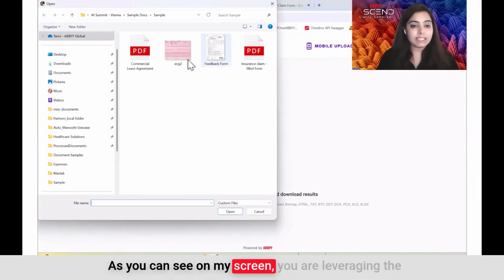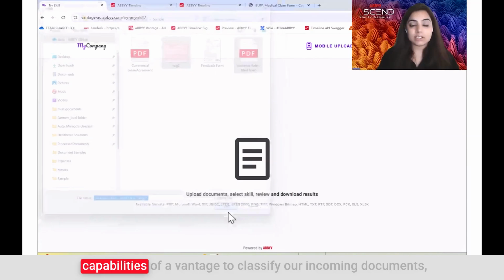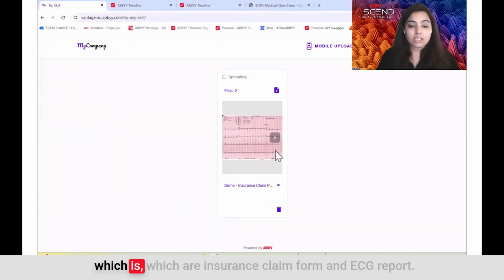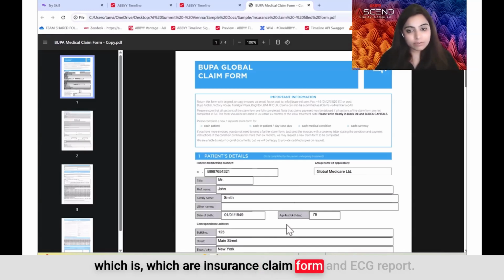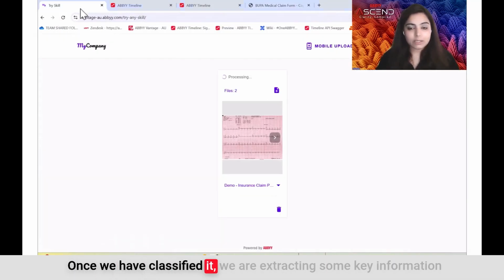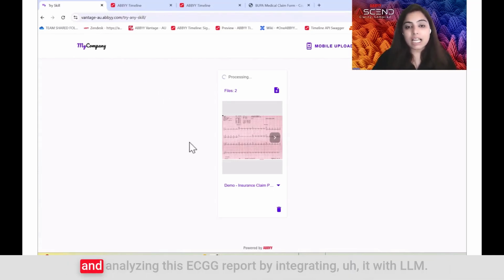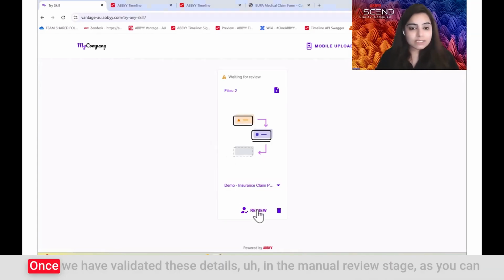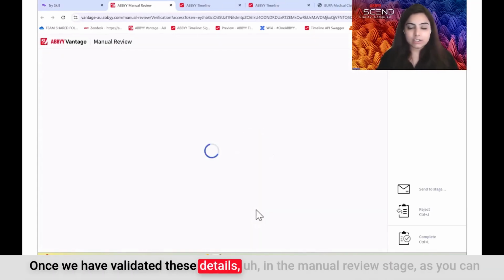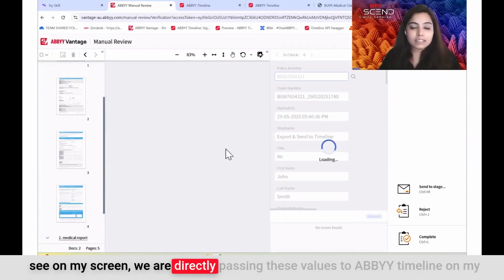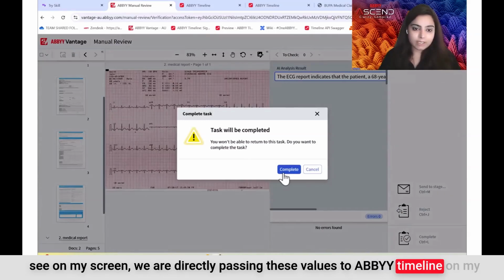As you can see on my screen, we are leveraging the capabilities of ABBYY Vantage to classify our incoming documents, which are insurance claim form and ECG report. Once we have classified it, we are extracting some key information and analyzing this ECG report by integrating it with LLM. Once we have validated these details in the manual review stage, as you can see on my screen, we are directly passing these values to ABBYY Timeline.